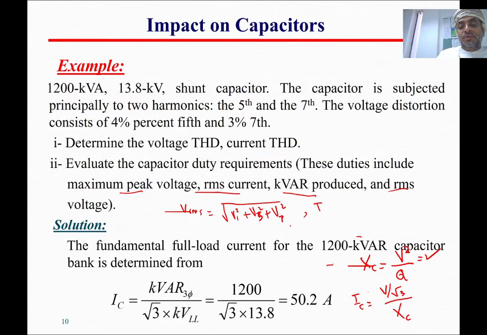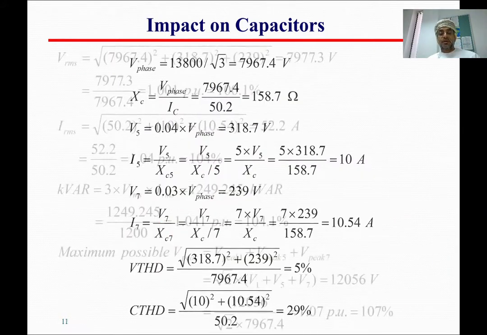For the root mean square current, we need to do the same thing. Okay, so we need the fundamental component that passes through the capacitor. We need the third, and we need the seventh. Okay, peak voltage, so for the peak voltage, we need to add the peak for the fundamental, the peak for the third, the peak for the fifth, and the peak for the seventh. Okay, so those are already given.